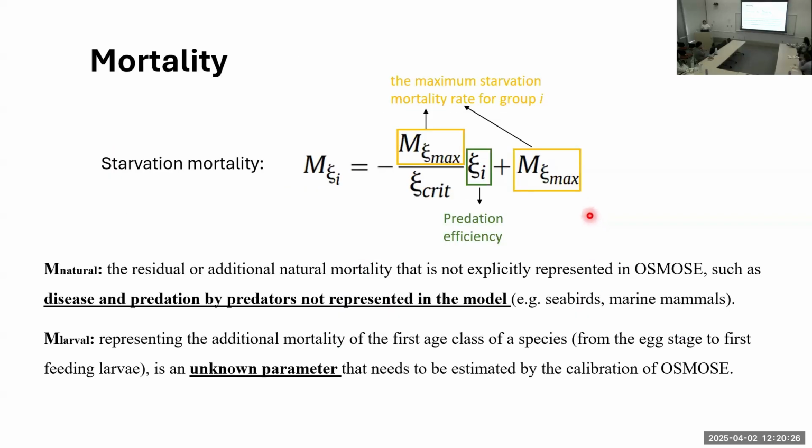For mortality, OSMOSE models several types of mortality, including fishing, starvation, and also other additional sources of mortality. Starvation is basically determined by the predation success rate of the species. So if you don't eat enough food, you might starve, and you will go into the mortality module of the model.